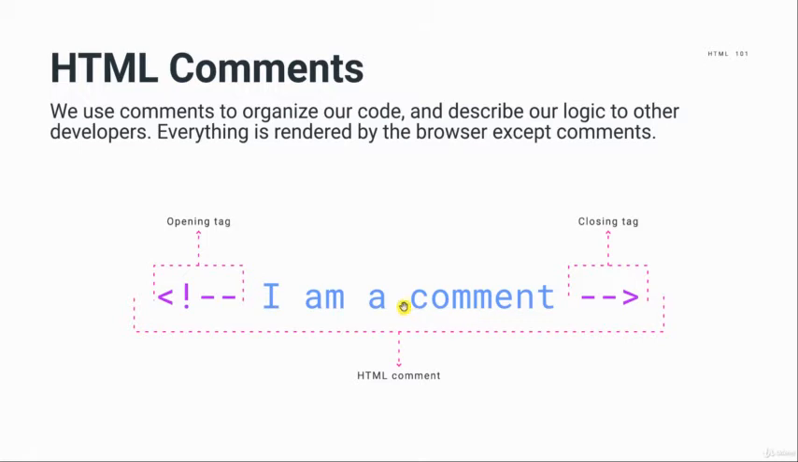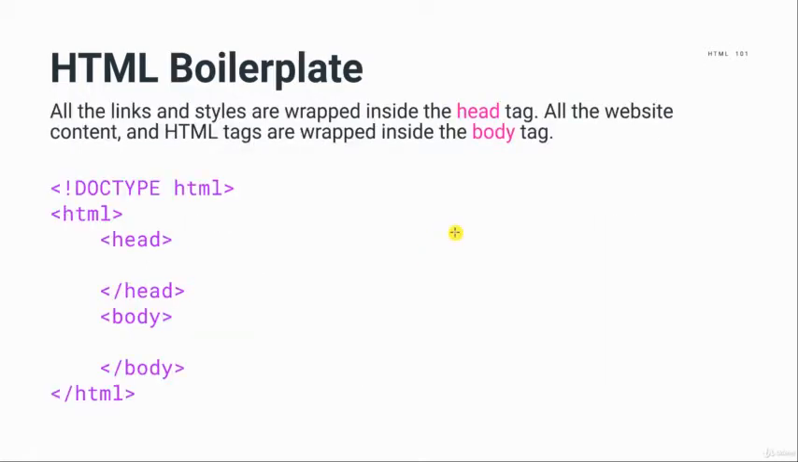So again, this is the opening tag of a comment, this is the closing tag of the comment, and you write your comments here. As we mentioned before, we have a boilerplate in HTML. So if we want our browser to render HTML code, as we saw, we first have to write an extension .html, and then we have to write this boilerplate.